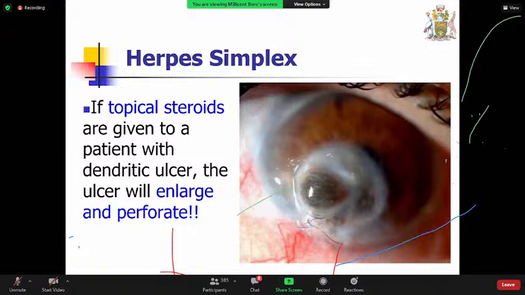Always remember, acyclovir comes in an ointment form. So if you're asked about treating viral infections, don't say you'll use acyclovir drops. There are other types of antivirals which are in drops, but don't say acyclovir drops, because it comes in ointment form, and it's the most common ointment available out there.